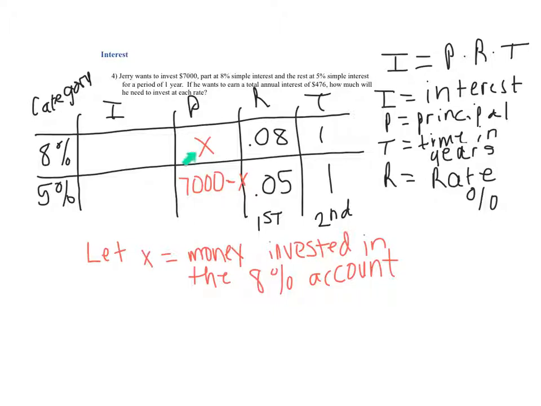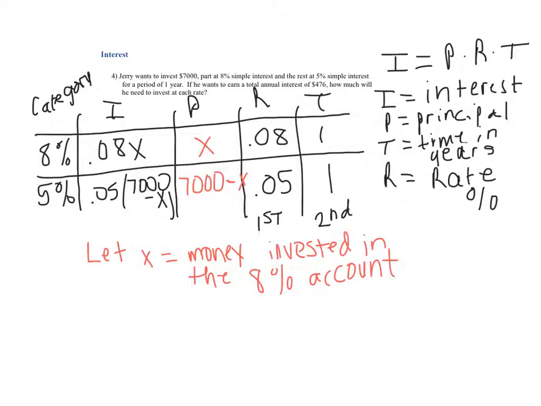So again, let's say he puts $5,000 in the 8% account. That would leave him with 7,000 minus the 5,000, or 2,000 right here. So these are our unknowns. Now that we have our principal column, we can do our interest based on the formula, principal times rate times time. So these three things multiplied together will give you the interest, which is unknown as well.